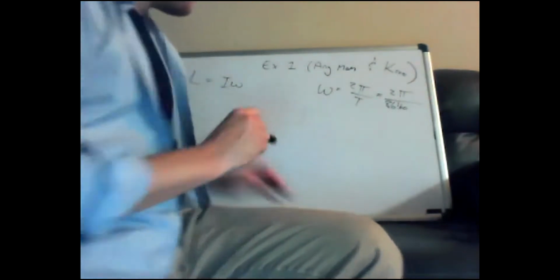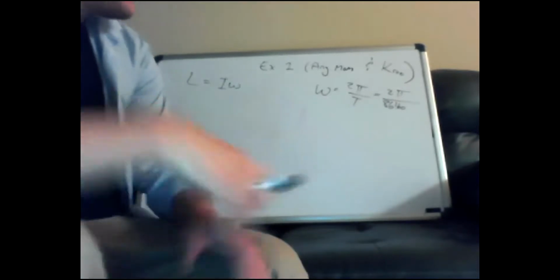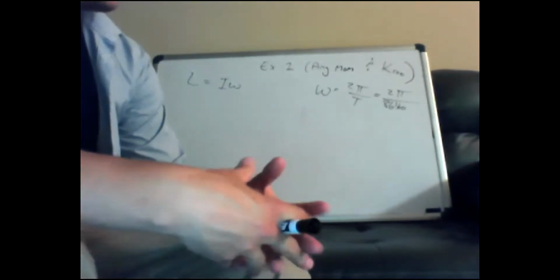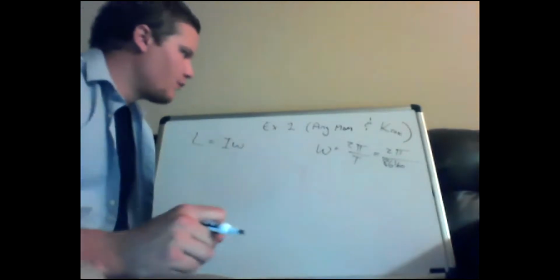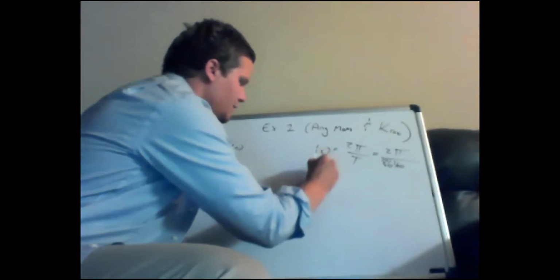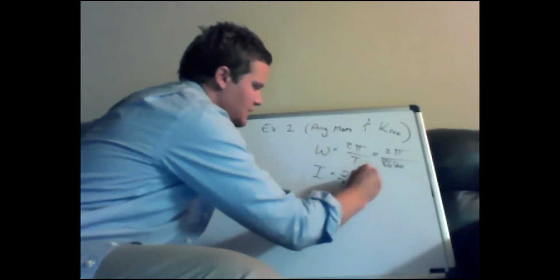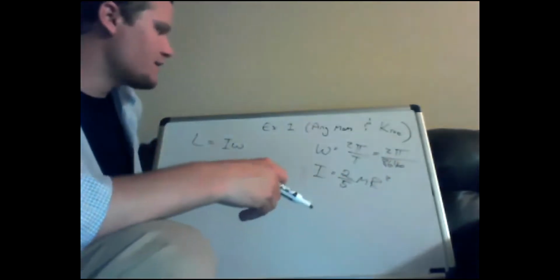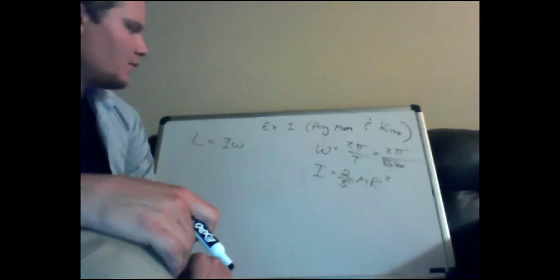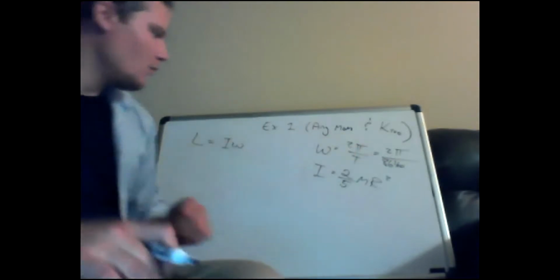Now we just need to know the moment of inertia. The moment of inertia depends on what kind of object you're looking at. We're looking at the Earth, and we can approximate that as a uniform solid sphere. What is the moment of inertia for a uniform solid sphere? I is equal to 2/5 times the mass of the Earth times the radius of the Earth squared. We just plug in the mass and the radius squared there, and we'll get our moment of inertia. Then when we multiply these two quantities together, what do we get?